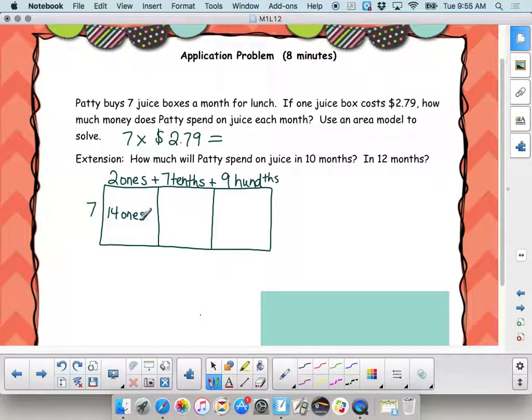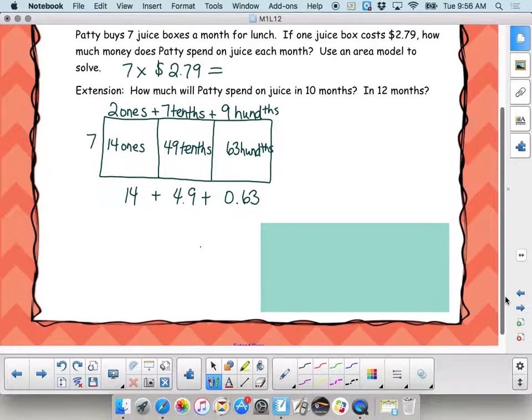Okay? All right, what's 2 times 7 ones? 14 ones. How do I write that in standard form? 14. That's okay. You're a step ahead of us. 7 times 7. 49 tenths. Hadley, how do I write that in standard form? 4.9. Very good. And 7 times 9. 63 hundredths. Zero decimal 63.